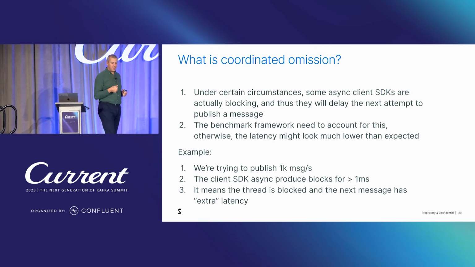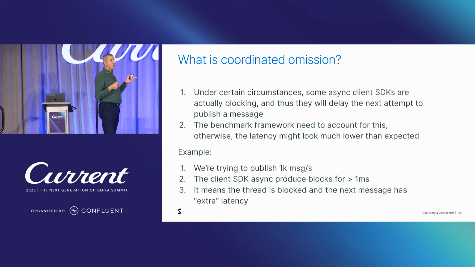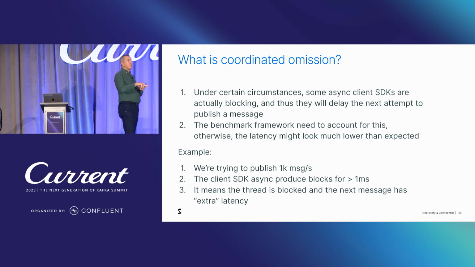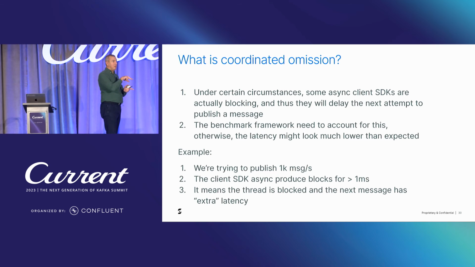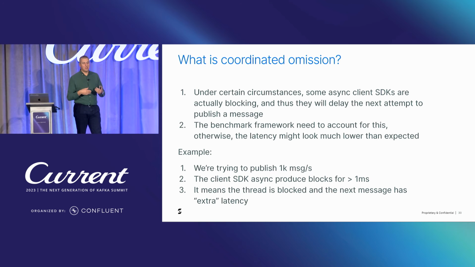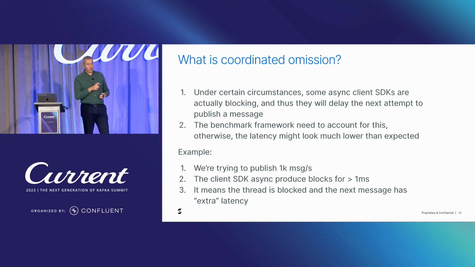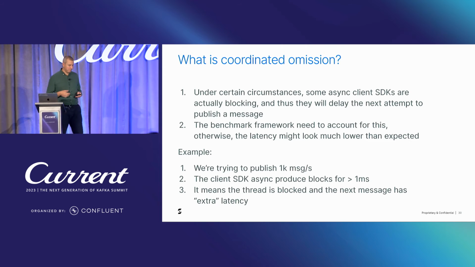That means the thread is blocked, so we send the second message not at the 1 millisecond mark, maybe at the 3 millisecond mark. So for 3 milliseconds we were not able to publish anything. If you just measure the latency of the second message, maybe it is low, but the fact that you are blocked, you should be accounting for that. Otherwise it is very easy to not see that back pressure being applied, and the effect that you are effectively delaying everything. You should be measuring that, and most measuring systems are not accounting for this.